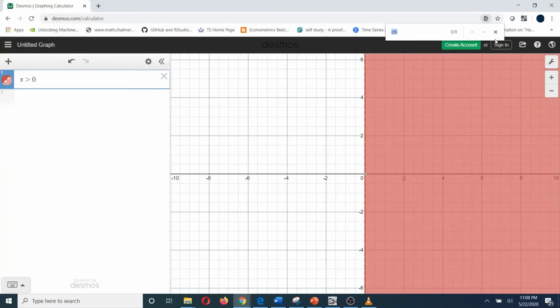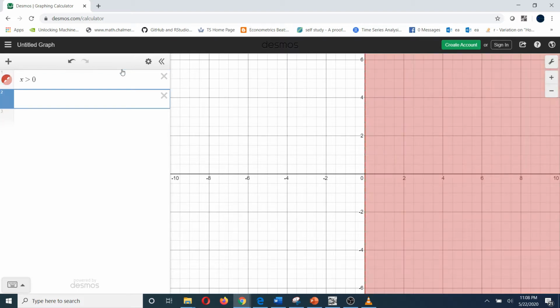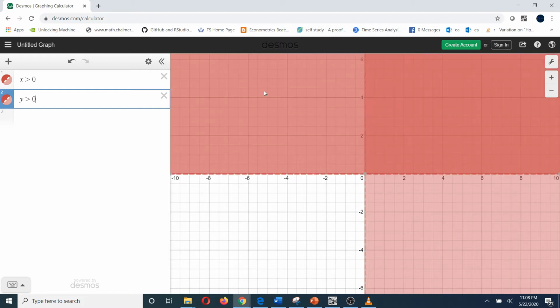To find the support of x and y separately, you should first draw these three inequalities in a scatter plot like this. Then you need to take the common area with respect to all three inequalities. So my first inequality is x is greater than 0. That means this shaded area. Next, my second inequality is y is greater than 0. That means this horizontal shaded area.